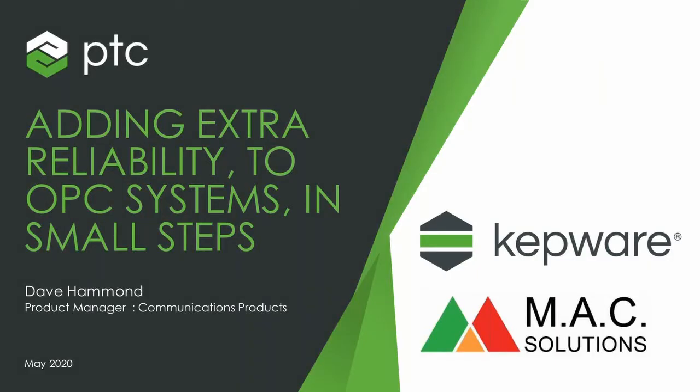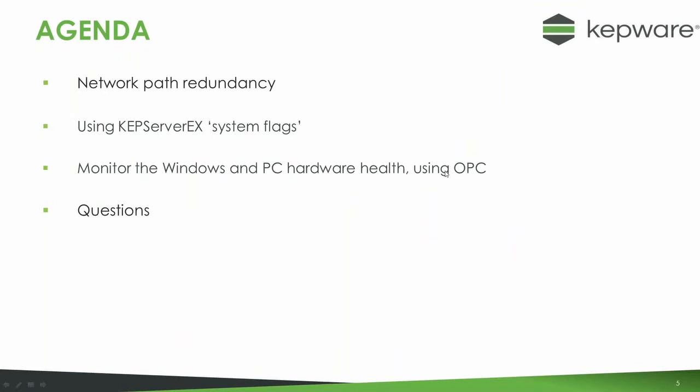Today's topic is adding extra reliability to OPC systems. And the agenda is as follows. First of all, we'll be looking at the function within KEPServer called media level redundancy, which gives a network path redundancy, 2 paths to a device.